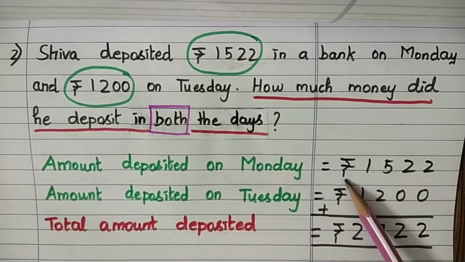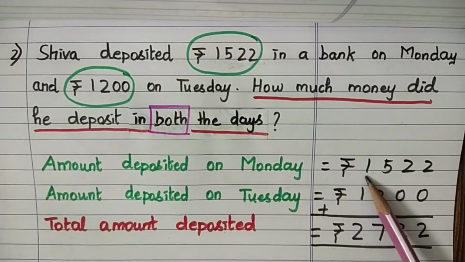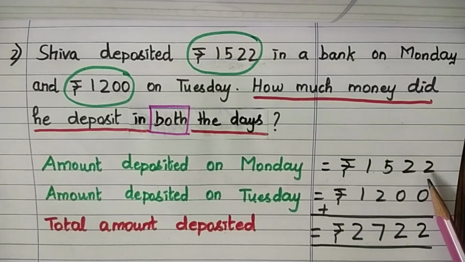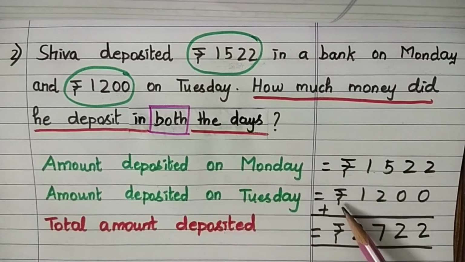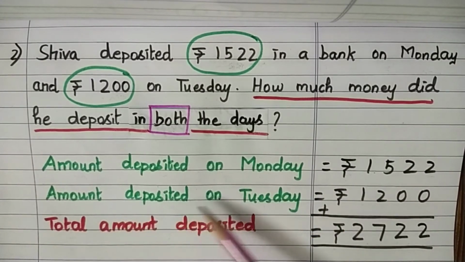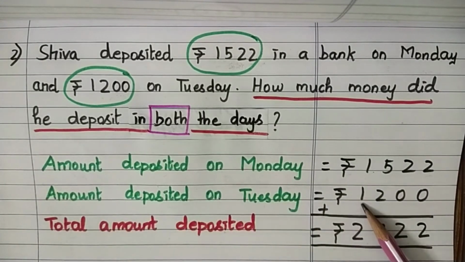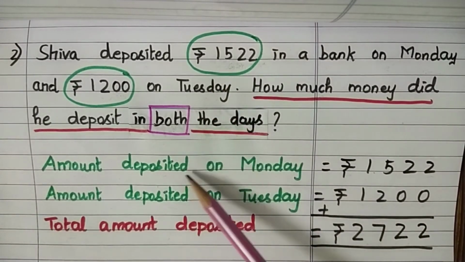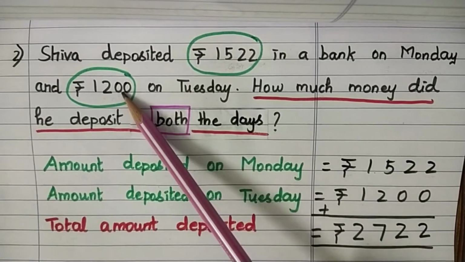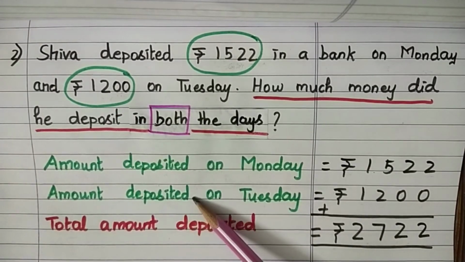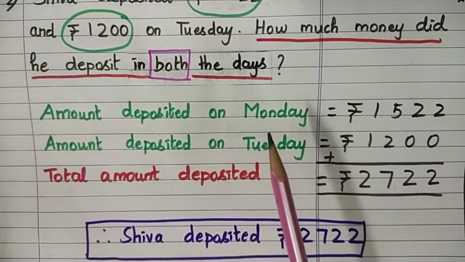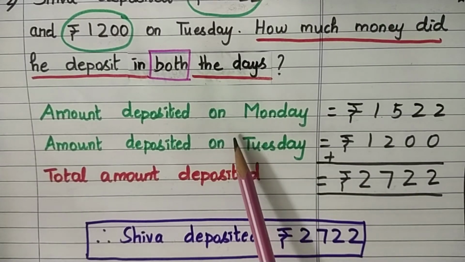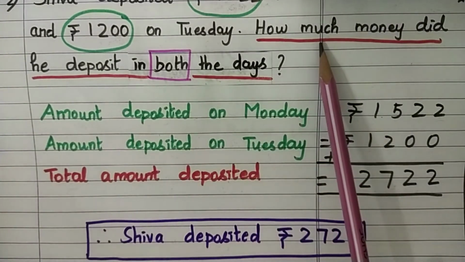What is the amount deposited on Monday? Rupees 1522. And on Tuesday, what is the amount deposited? Amount deposited on Tuesday, rupees 1200. Okay. So for the first information, we wrote the first information statement. For the second information, we wrote the second information statement. Children, after writing the information statements, now we are moving to the question.